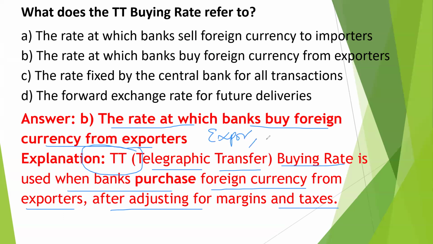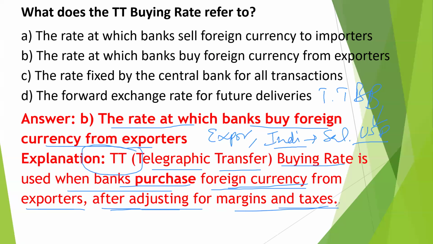You can also say that suppose any individual is receiving salary in USD. In that case also the bank will be purchasing the USD for this individual, and the TT buying rate will be applicable. So the TT buying rate is the rate at which the bank purchases. You have to remember that the bank purchases foreign currency from an exporter, an individual, or anybody who is permitted to receive foreign currency from abroad, and the bank adjusts margin and taxes. So this is the TT buying rate.